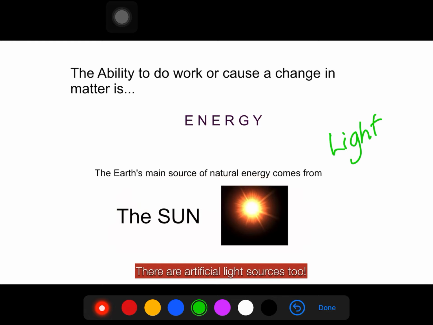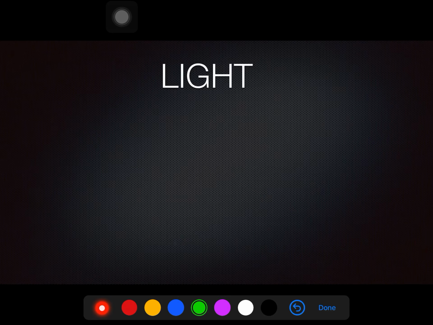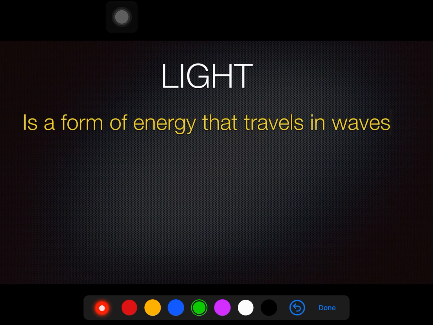We also have some artificial light sources too, right? We have light bulbs and we have things that create light that we make. So therefore it is artificial, where the sun is natural. Can you think of some other artificial sources of light? Think if you had a dark room, what would be giving light? Your iPads, clock screens, right? Digital things. Those are all artificial sources of light.